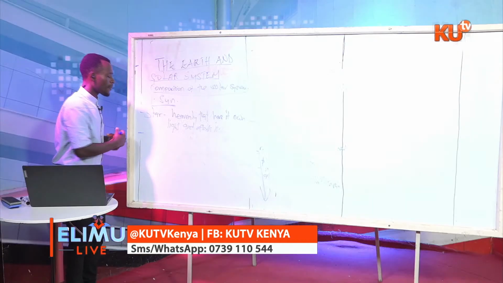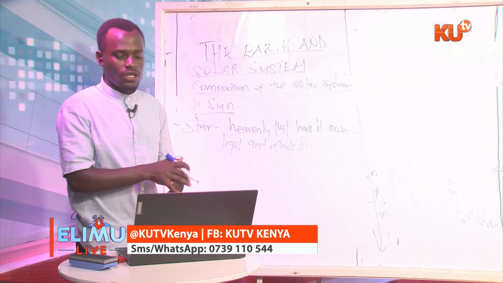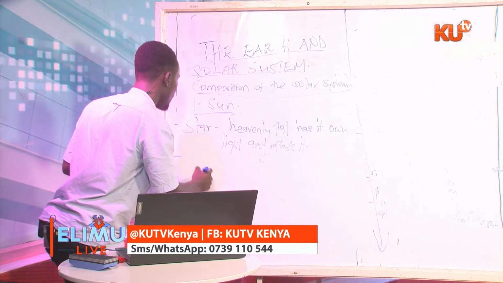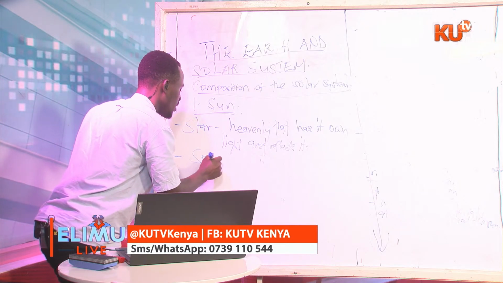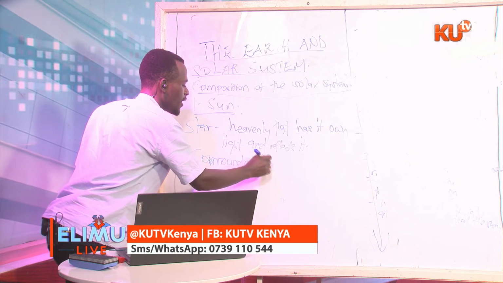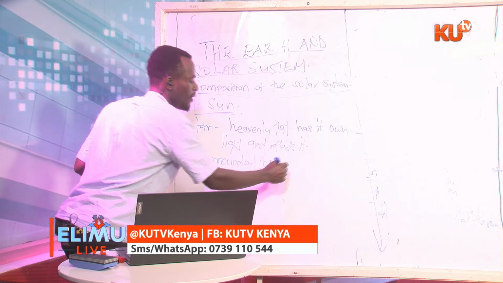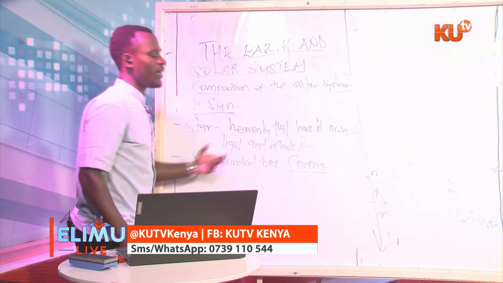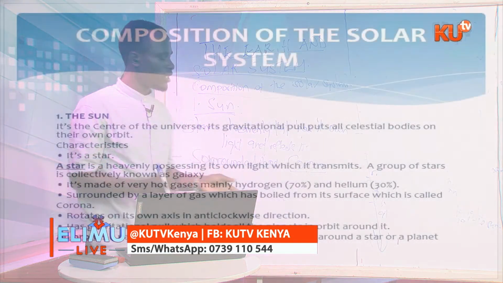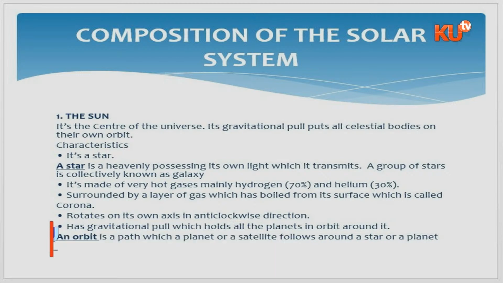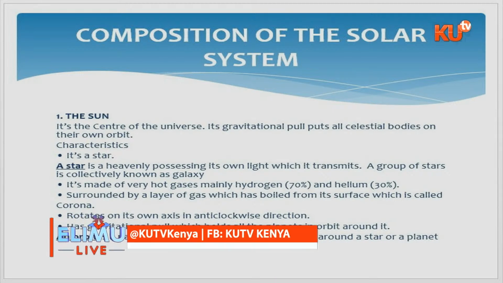Number two, the sun is surrounded by a layer of hot gases that is called the corona. So it is surrounded by a layer of gases that is normally hot, and this layer of gas is called the corona.